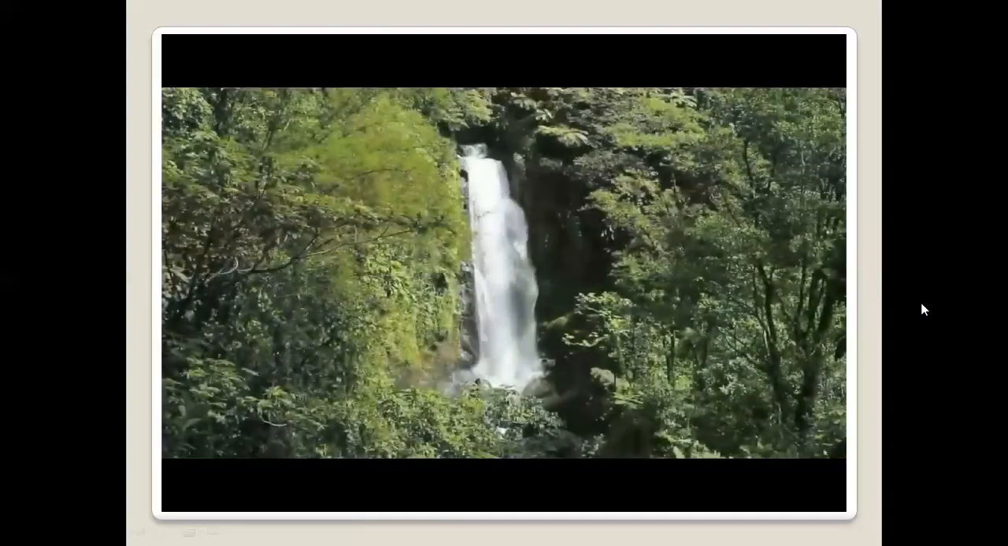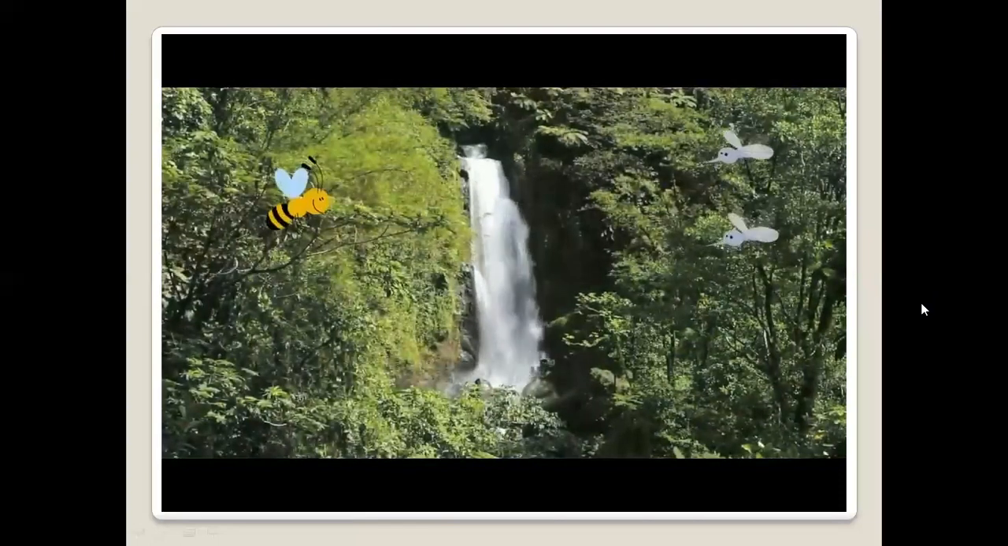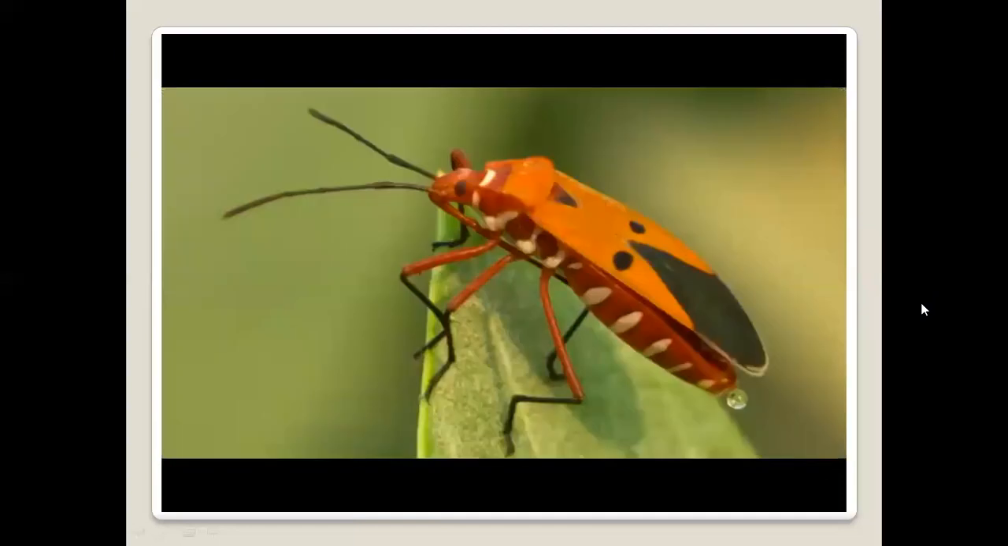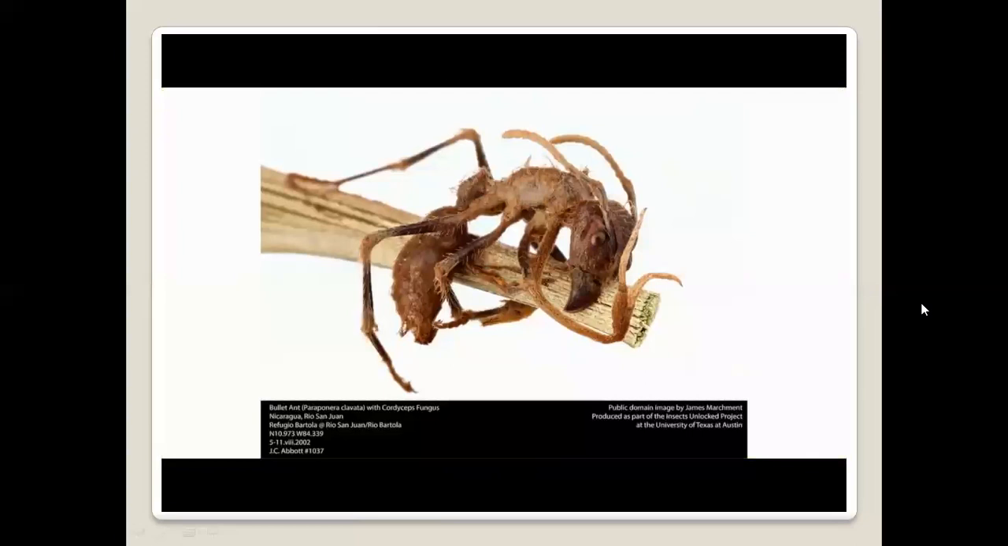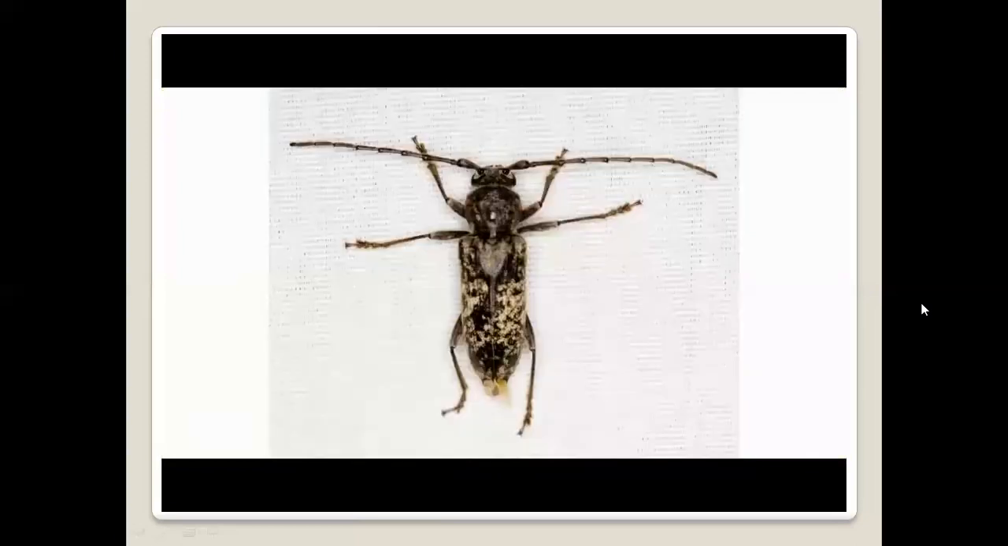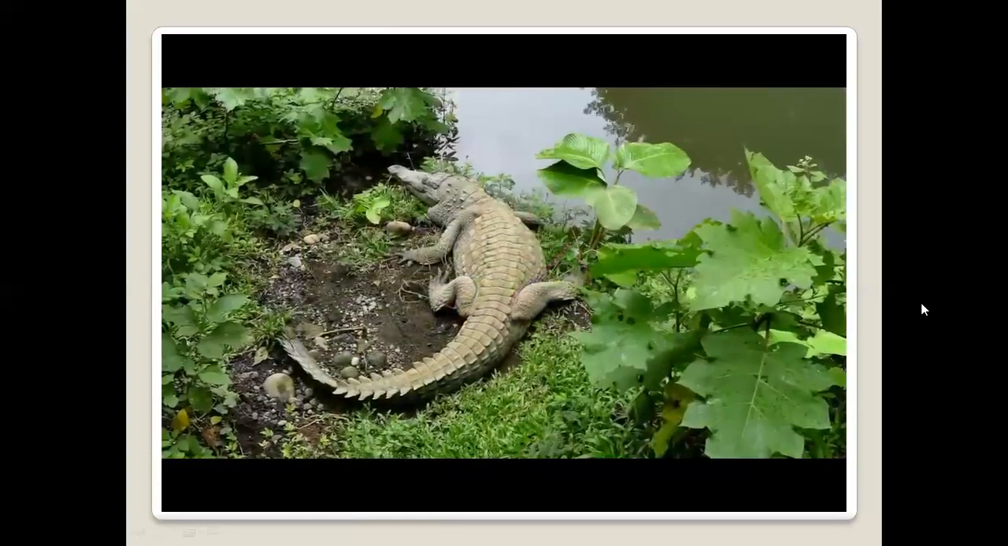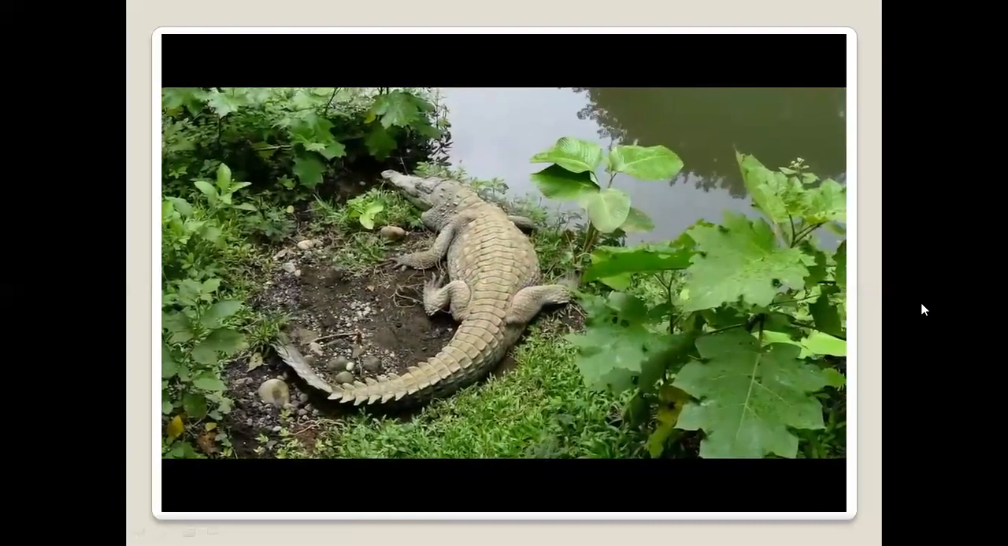The rainforest has millions of different species of organisms. If you like insects, you will love the tropical rainforest. There are many different types of insects, such as the assassin bug, a bullet ant, a longhorn beetle, and this leaf mimic katydid. Rainforests are also home to an incredibly diverse range of animals and plants.